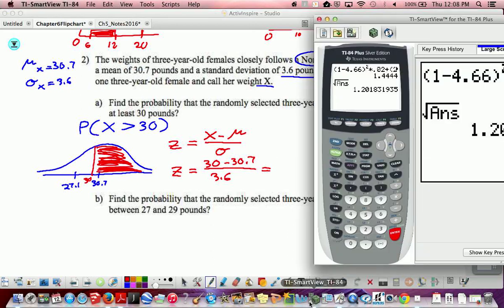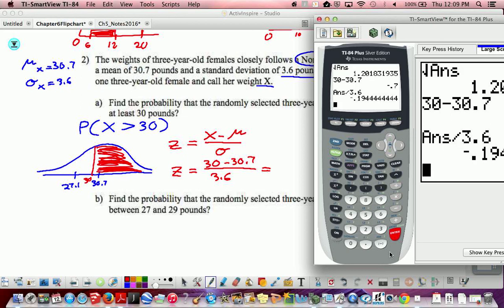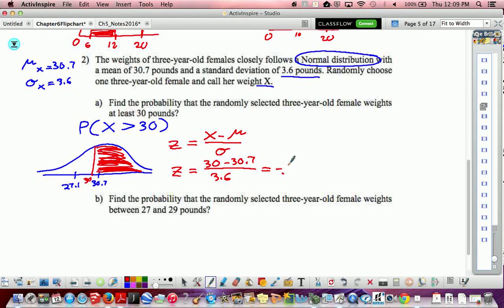So, pull out my calculator real quick. 30 minus 30.7. Some of you probably knew that that was negative 0.7. Divided by 3.6, negative 0.194. Remember, with z-scores, we like to go to 2 decimal places. So this is the probability that z is greater than negative 0.19.